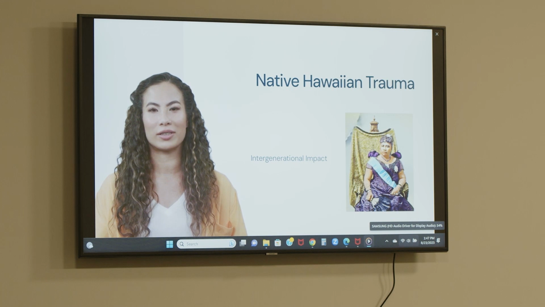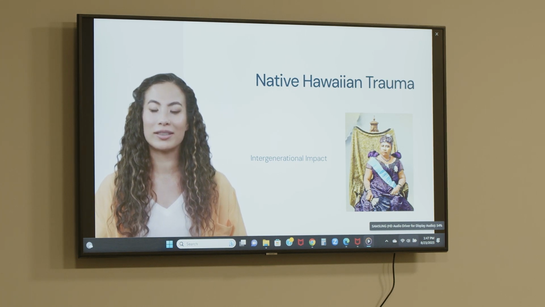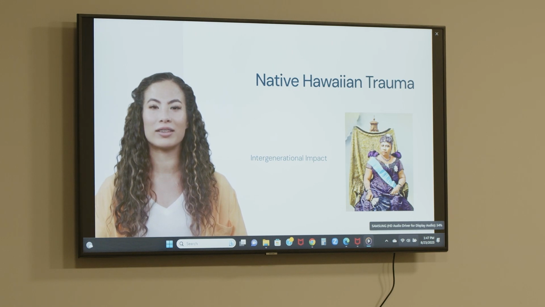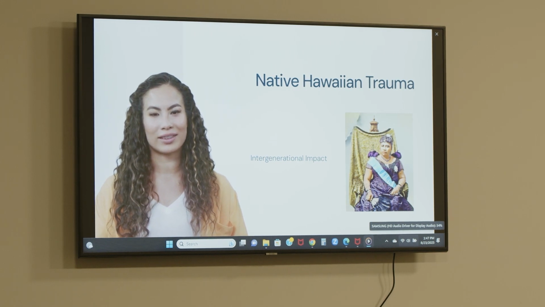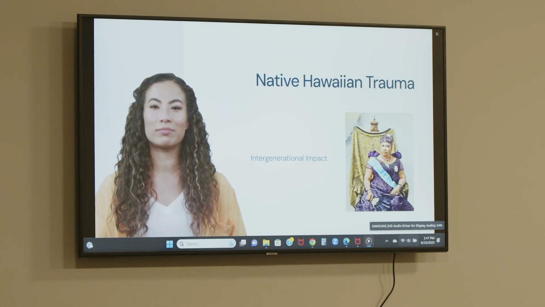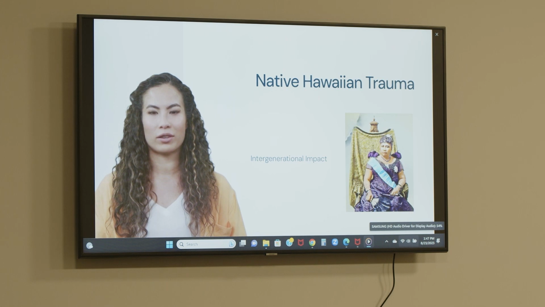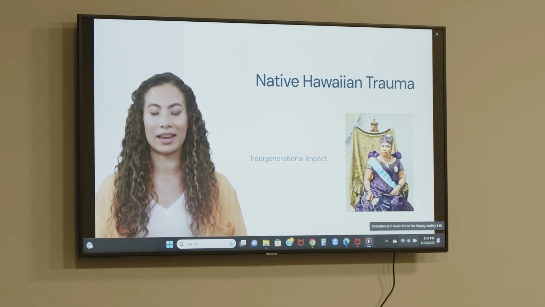Militarization and development. Strategic military interests, tourism-driven development, and research projects have led to the desecration of sacred sites and disrupted traditional lifestyles and practices. For instance, the controversy surrounding the construction of the 30-meter telescope on Mauna Kea, a sacred mountain, highlights the tensions between development and preserving cultural heritage.